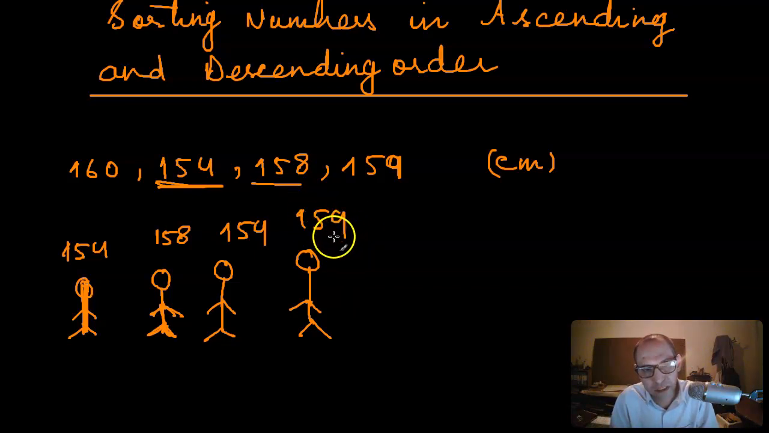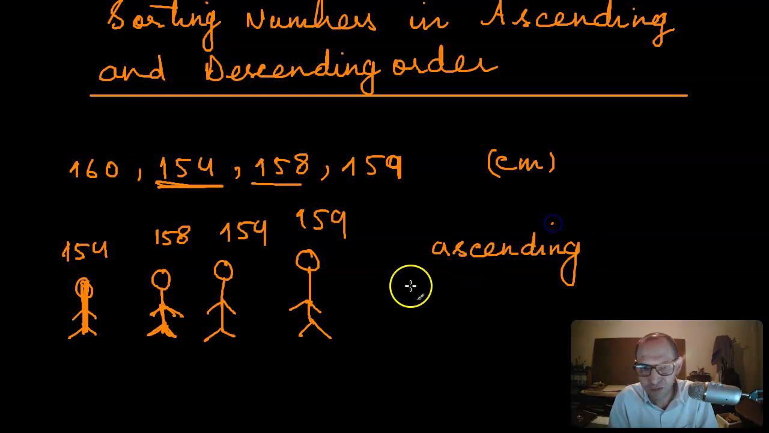If they stand in the line from the shortest one to the tallest one, you can see that the height is increasing, meaning it is ascending. If they stand in a line the other way around, from the tallest one to the shortest one, then the height would be decreasing, right? Decreasing meaning descending.